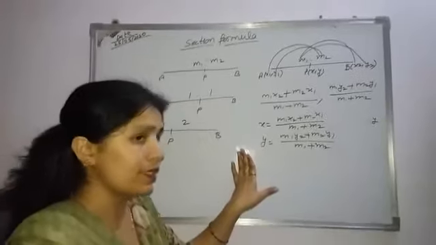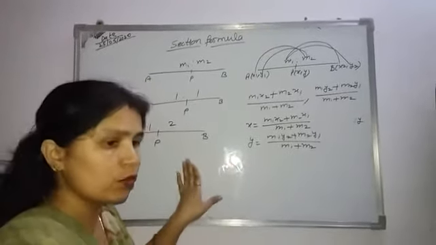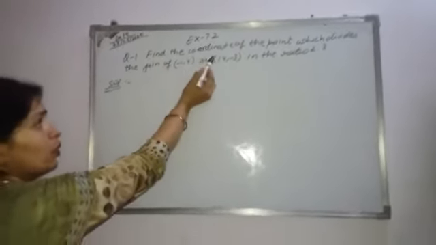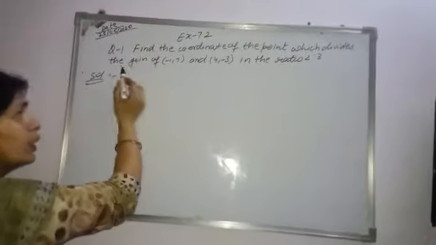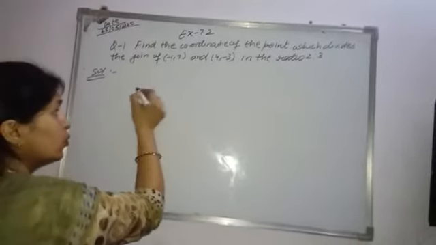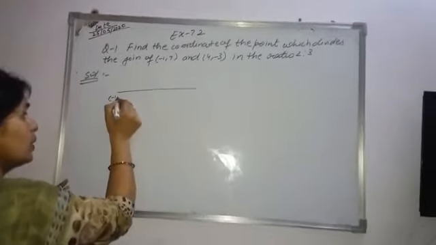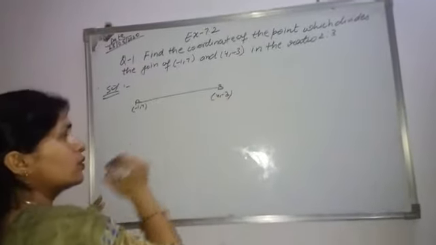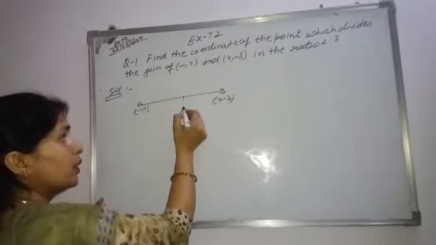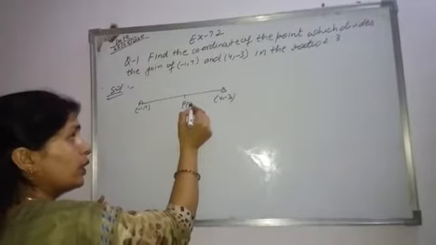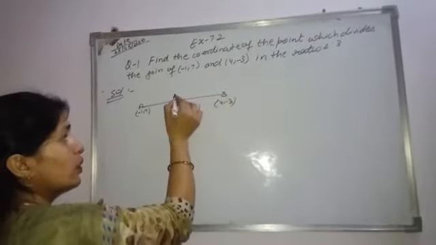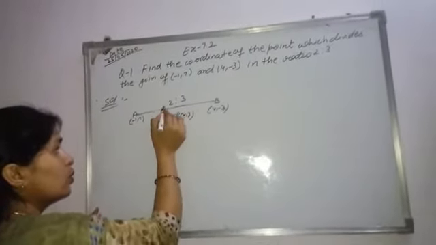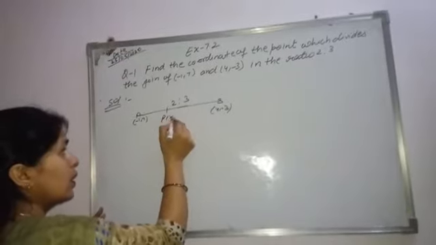So now in your second exercise, exercise 7.2, come to question number 1. Find the coordinates of the point which divides the join of the points (-1, 7) and (4, -3). Suppose (-1, 7) is point A and point B is (4, -3). Let us suppose this is the point P. We want to find the coordinates of this point when the ratio given to us is 2:3, and let P be (x, y).